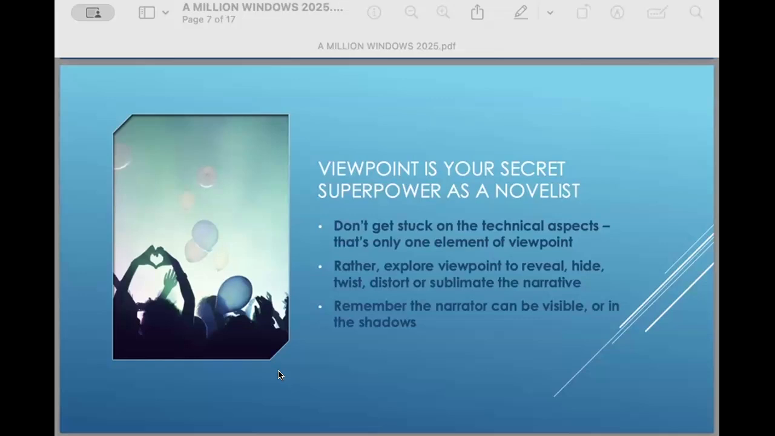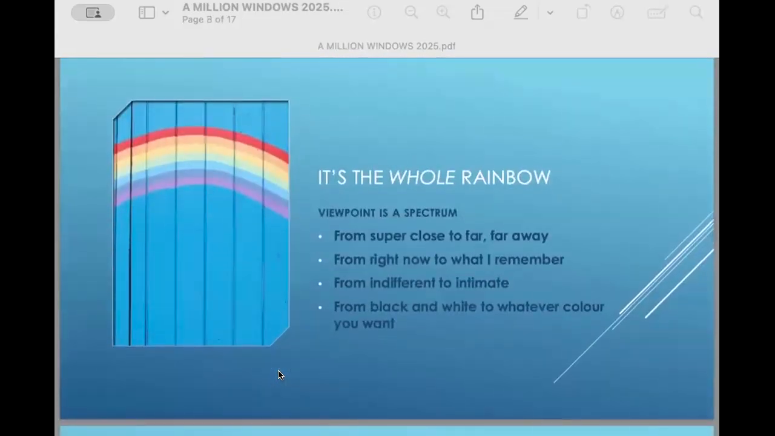Great. So if we go to the next slide, that's what I want to say about A Million Windows: it's the whole rainbow. It's not just those three viewpoints that we understand, first, second, and third. Viewpoint doesn't just tick those three boxes. It can go deep inside a character's mind, as people like Virginia Woolf and Henry James are trying to do. It can be an omniscient narrator, almost like a godlike figure, or it can be something that almost removes viewpoint completely, like this cold, distant camera.